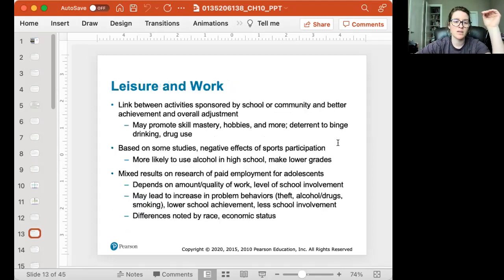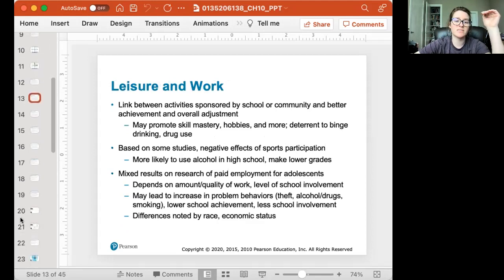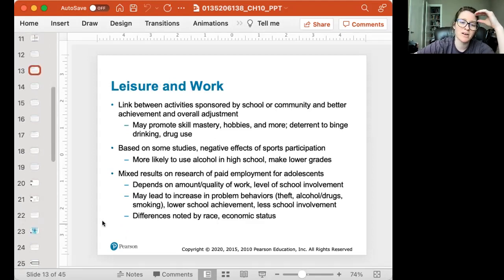Leisure and work. So there's a link between activities sponsored by school or community and better achievement and overall adjustment. This may promote skill mastery, hobbies, and more.